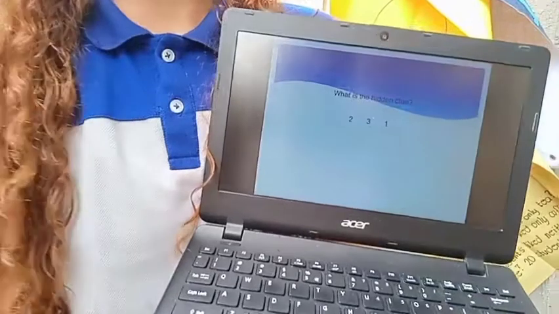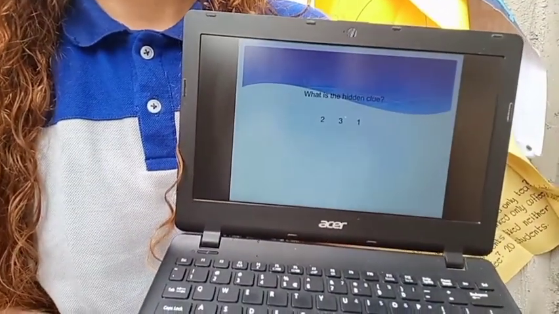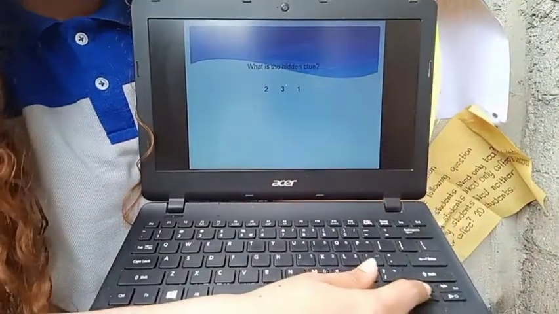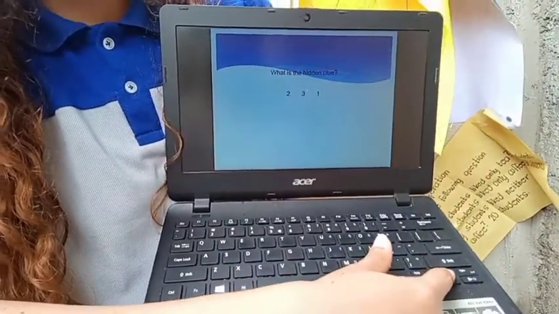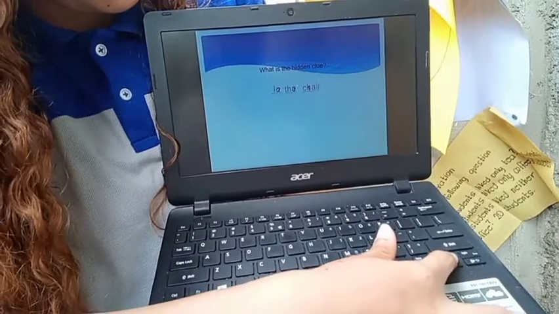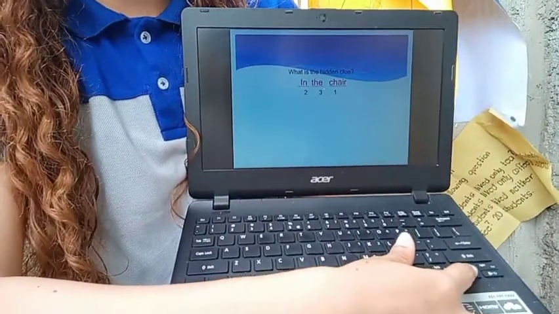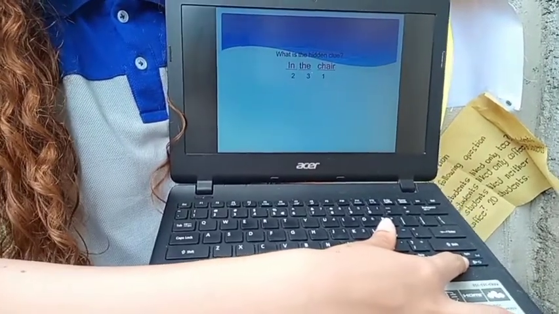Okay, sa group 2, anong nakuha ninyong clue? Ay, tingnan natin kung tama ang inyong sagot. Dahil ang clue sa number 2 ay in the chair. Nakuha ba? Ay, nakuha ng isa dyan.